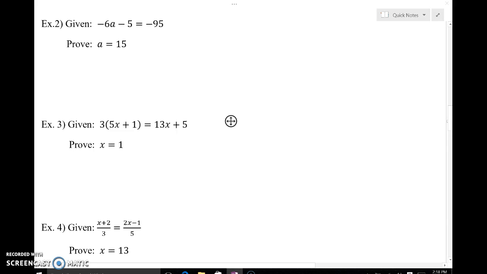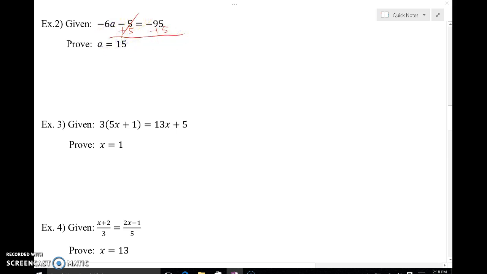All right, so example 2, again, I see that the A is on the left side, so I want to get everybody away from that. Reverse order of operations says that this minus 5's got to go first. So the inverse operation of subtraction is addition. So I'm going to add 5 to both sides.